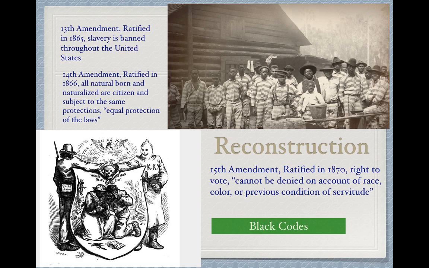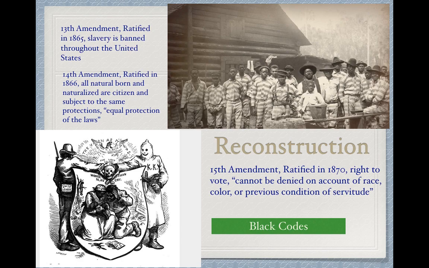So here are the amendments that we've been talking about that you need to know. The 13th Amendment, ratified in 1865, slavery is banned in the whole United States. This is what Southern legislatures have to pass in order to be readmitted to the Union. The 14th Amendment, ratified in 1866, all natural-born and naturalized citizens are citizens and subject to the same protections. This is often called the Equal Protection of the Laws Amendment. So basically, African Americans are now included in all of the laws of the country. So if you steal from them, it's a crime. If you kill them, it's a crime. They are afforded all of the same protections of the laws as every other citizen in the United States.